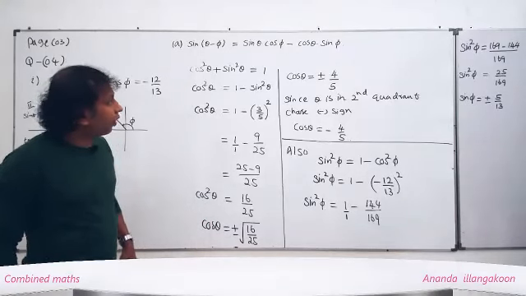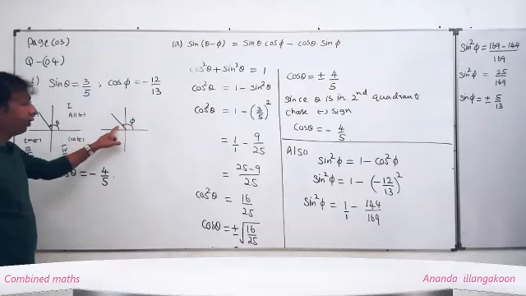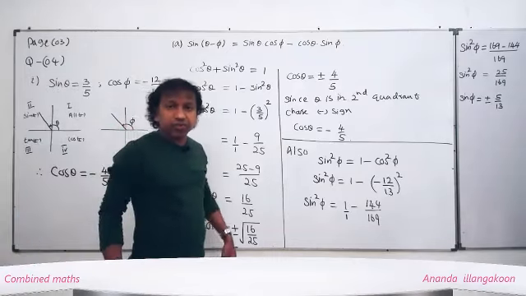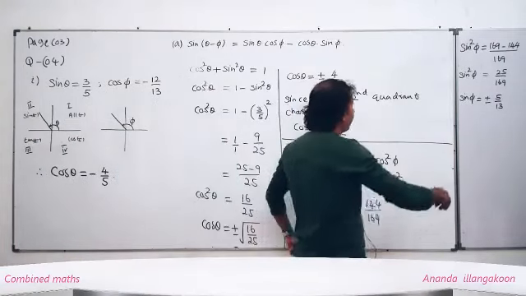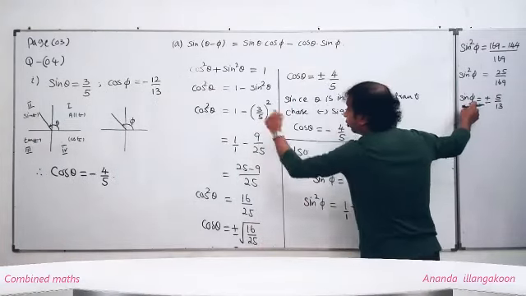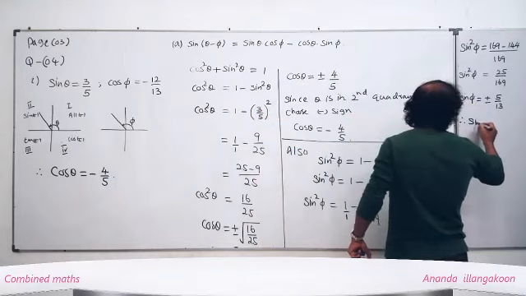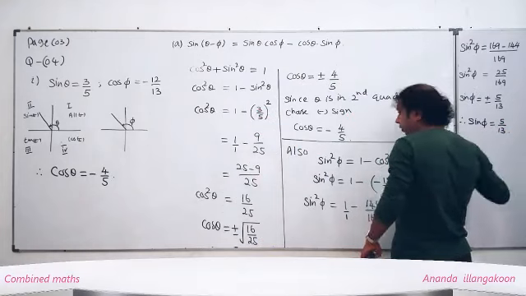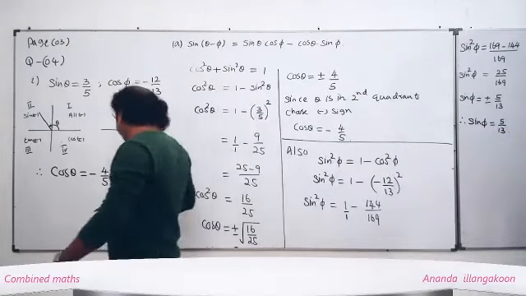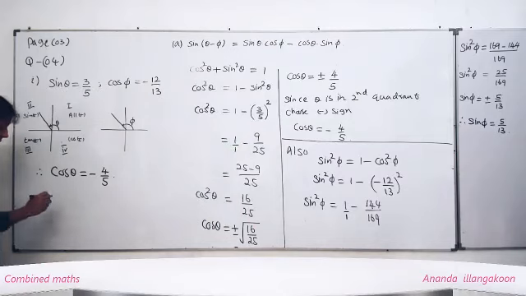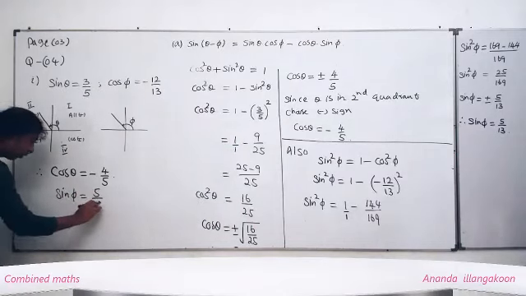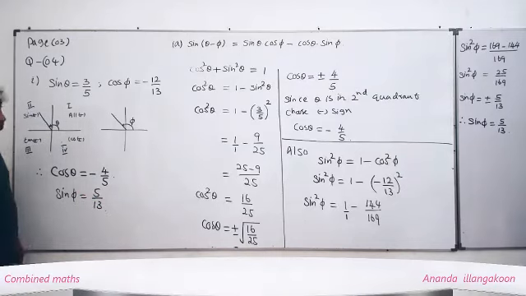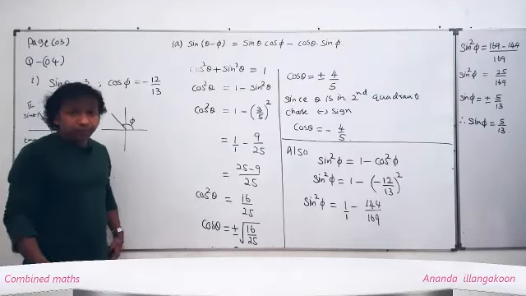People, now in this case, phi is in the second quadrant. In the second quadrant, sine is positive, no? Then out of the plus and minus, we have to select the plus sign, because phi is in the second quadrant and sine is positive. Therefore, sine phi is 5 by 13.